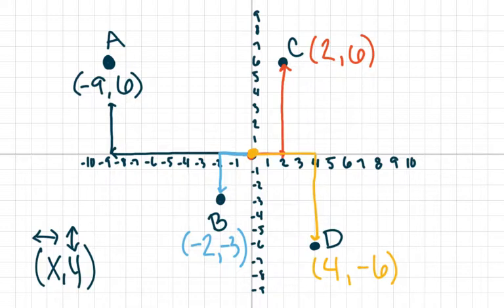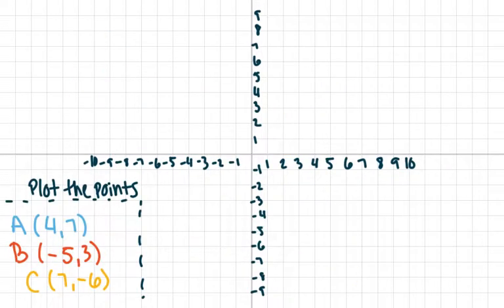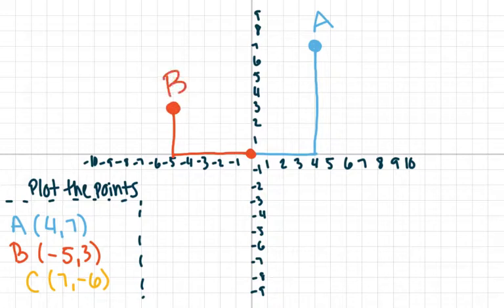Now let's plot some points. So I have some points written here that we're going to plot. So point A, I'm going to start at the origin, 0, 0. 4 tells me to go to the right 4. And then I'm going to go up 7, and I'm going to put a dot, and that is point A. For point B, I'm going to start at the origin and go over to the left 5, and then I'm going to go up 3, and I'm going to put a dot, and that is going to be point B.